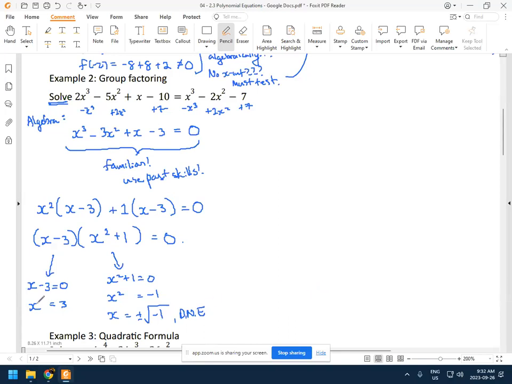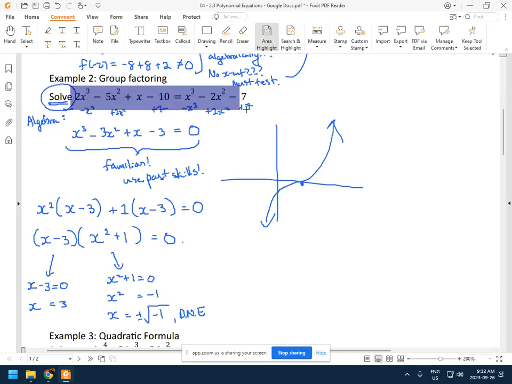So what does this mean? Pop quiz. So x equals 3. What does that mean? Does it mean, oh, it's a cubic, so at x equals 3, it must be something like that? What does it mean? Okay, what does it mean? Katie?